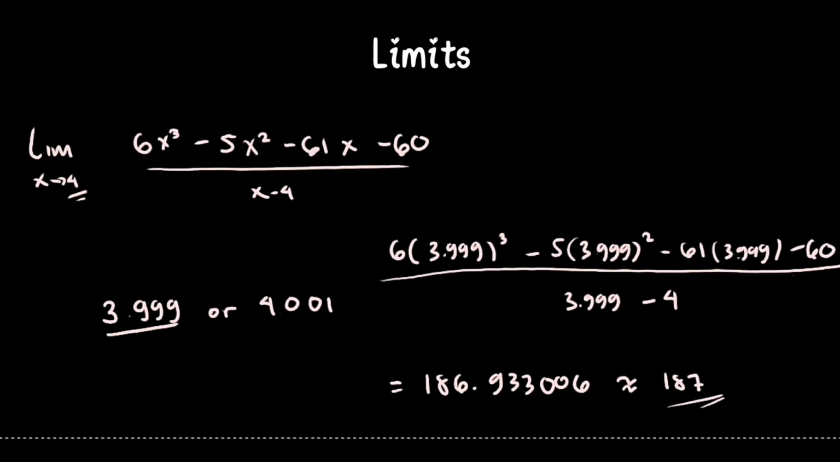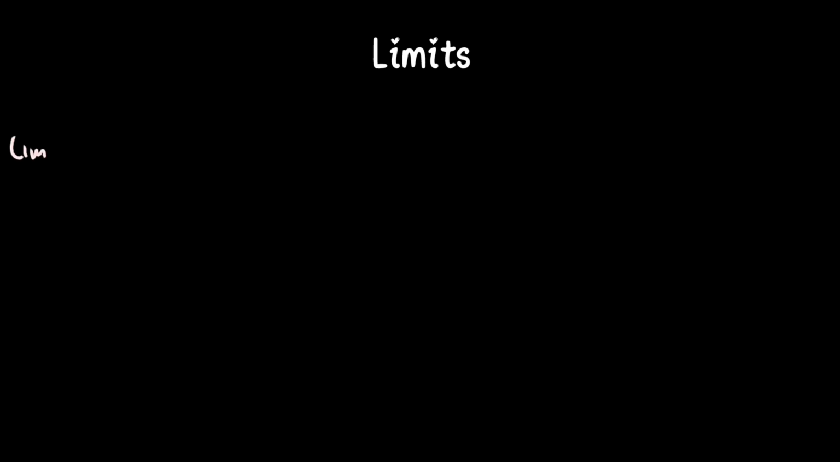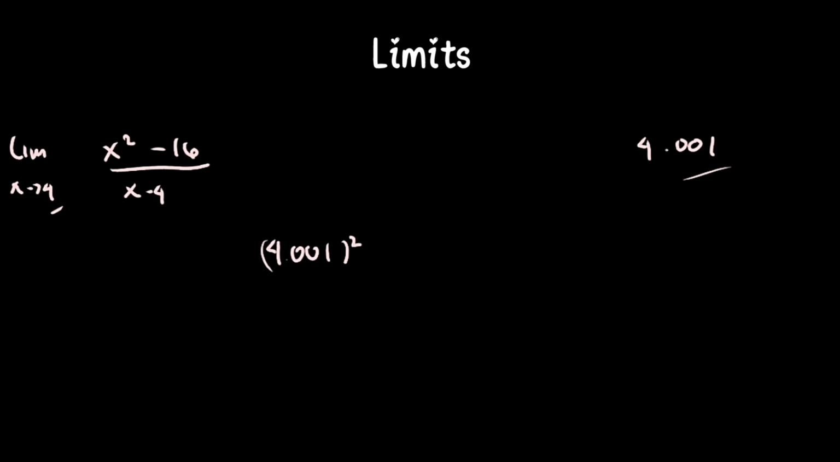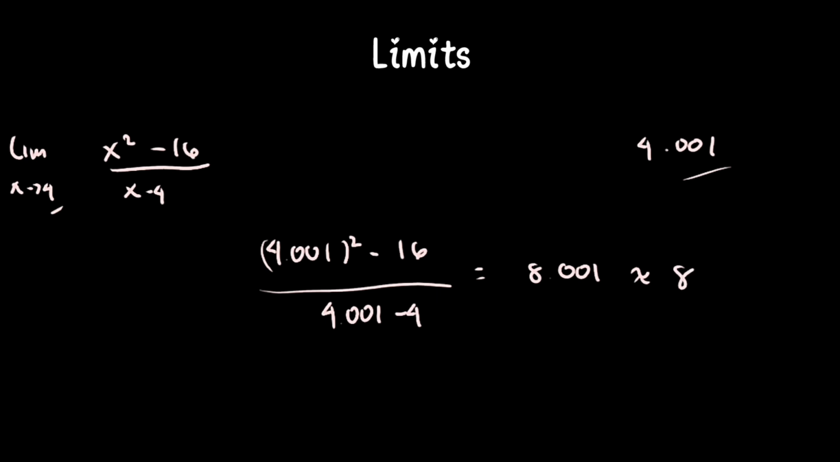We can try nearby value substitution in our first example. Our first example is the limit of x squared minus 16 over x minus 4, as x approaches 4. Our limiting value here is 4, so, we can use 4.001 since it is closer to 4. Substituting 4.001 to the expression gives us 4.001 squared, minus 16, over 4.001 minus 4. We get 8.001. 8.001 is approximately 8, similar to our previous answer.